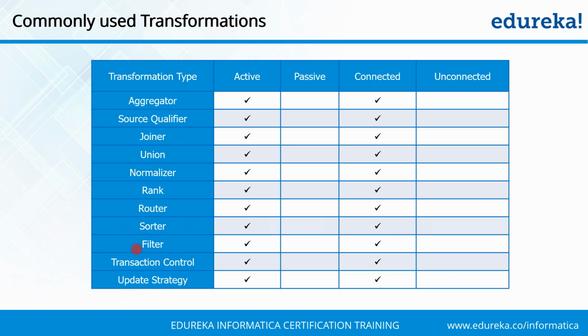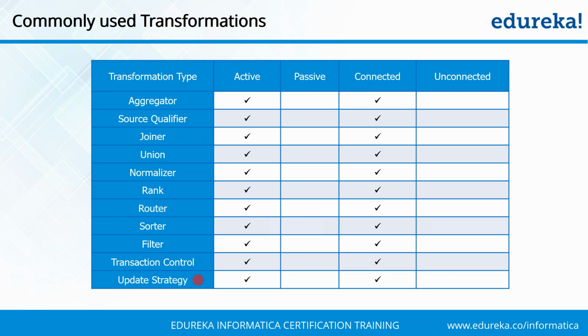Following which is the filter transformation. So the filter transformation filters the data that passes through it which does not meet a specific condition. Let's say you wish to extract only distinct rows from the data that is being passed through it, you can use a filter transformation. Then we have the transactional control transformation. So the transactional control transformation is mainly used while we are processing transaction data, and it is used to control the commit and the rollback operation. Now when you do this, you're automatically changing the transactional boundary, so therefore it is an active transformation.